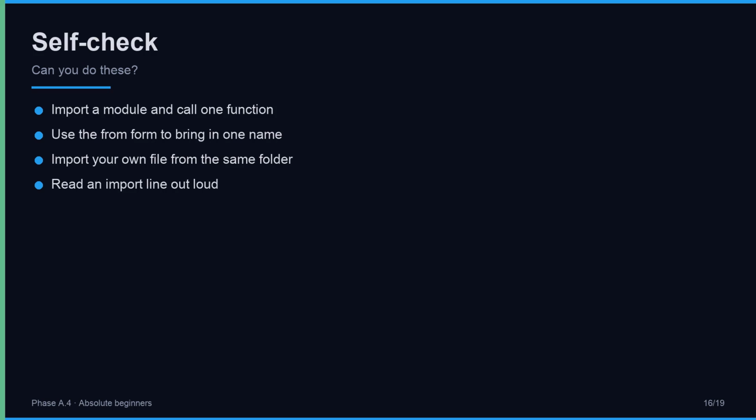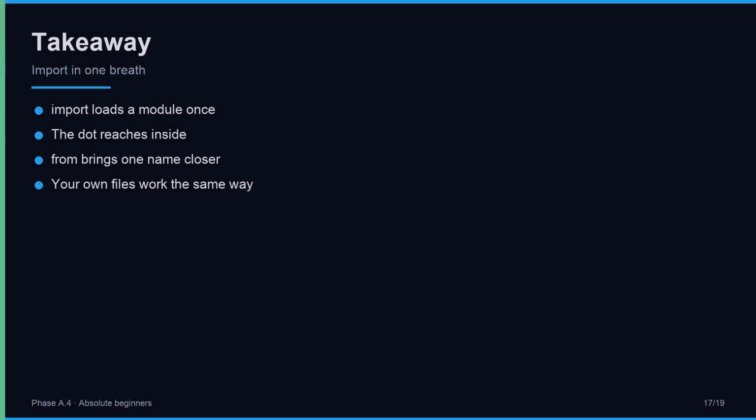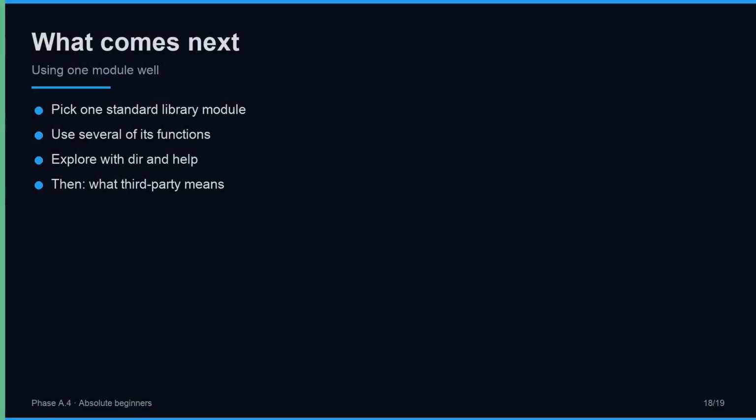Two forms are enough. Import finds a module, runs it once, and binds its name. The dot reaches inside for what you need. The from form brings one name closer so you type less. Your own files work exactly the same way as the standard library. That is import in four lines. Everything else is variation on this pattern. Four lines, one pattern.